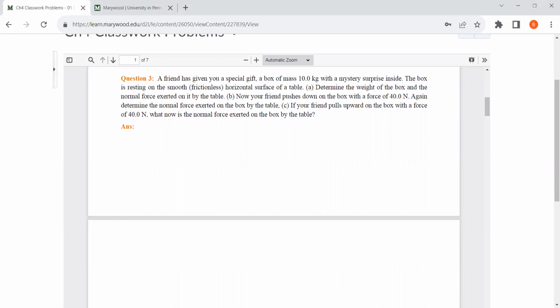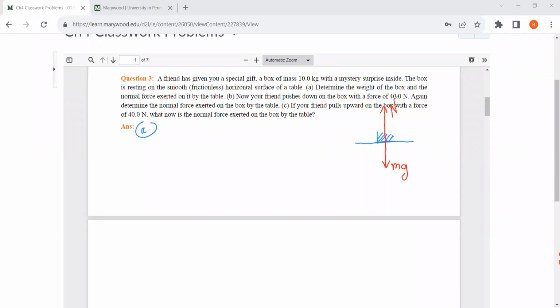So for the first problem, okay, so here we have the table, frictionless table. Here we have the box. Let's draw the free body diagram. Okay, so the free body diagram will be something like this. This is the gravitational force and this is the normal force.